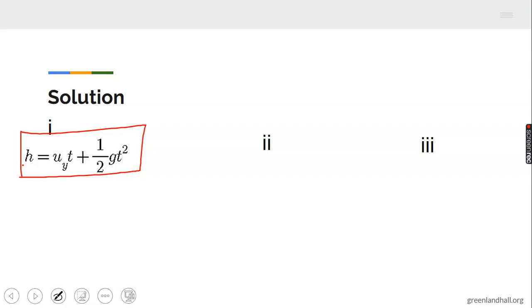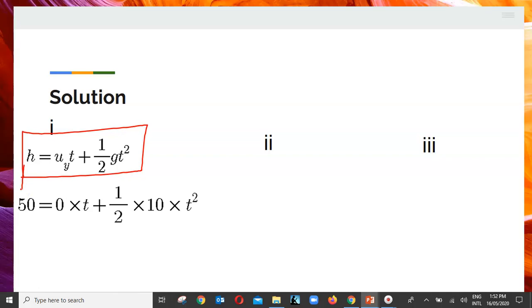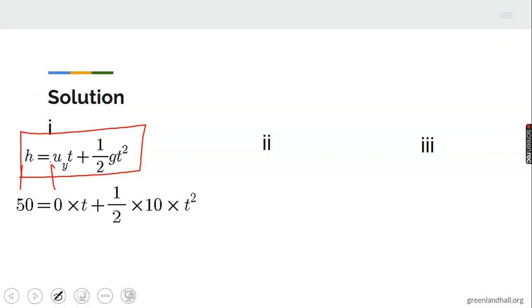I choose to use the second equation of motion because it best suits the parameters I have from that question. Now, look at H equals 50, U equals 0, and T, which we are looking for. Our G is 10 and T square. When you multiply 0 by T, it gives us 0. That means 50 equals 5T square.